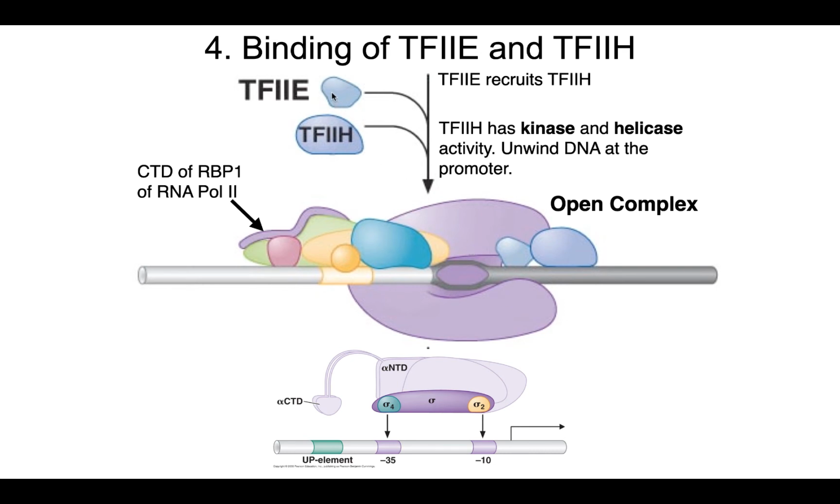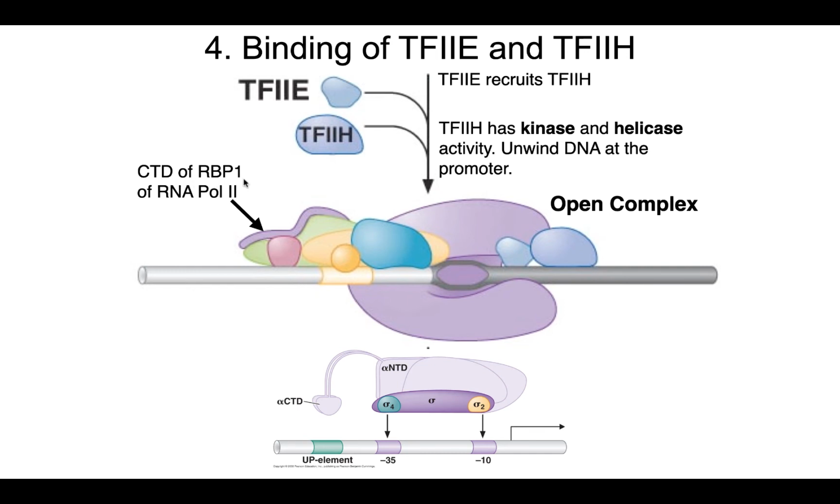Then TFIIE binds and recruits TFIIH. TFIIH is one of the most important of these general transcription factors in that it has kinase ability, which means it can phosphorylate things, and it has helicase ability, which means it can separate and unwind the DNA. It does so right here at the initiator, and that's forming the open complex. So we've got our initiation complex here, and we've actually catalyzed the opening of the two strands of DNA. Again, this is called the open complex. Now notice RNA polymerase has this tail. This is the carboxy terminal domain of RBP1.